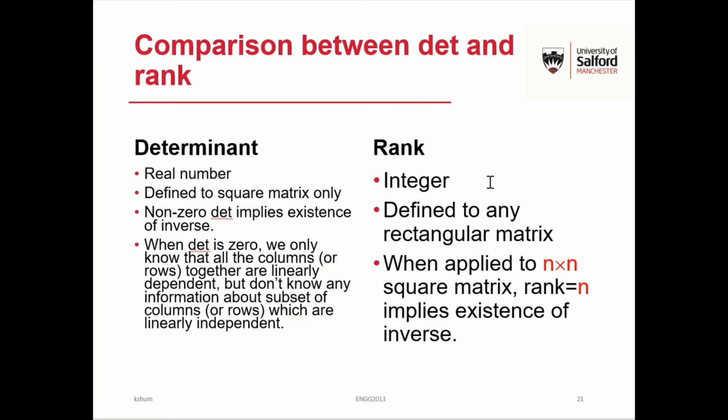Determinant is a real number, whereas a rank is an integer. Determinants are only defined for square matrices, whereas rank can be defined for rectangular matrices. A non-zero determinant implies the existence of an inverse. When the determinant is zero, we know that the matrix has linearly dependent rows and columns. The problem with the determinant is, let's say the determinant comes out as very small, say 0.01, it's still non-zero. But in the rank equations, the rank would still be 3.